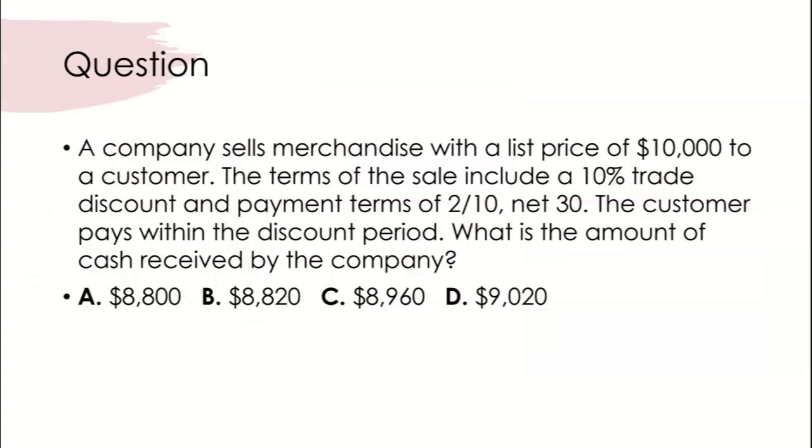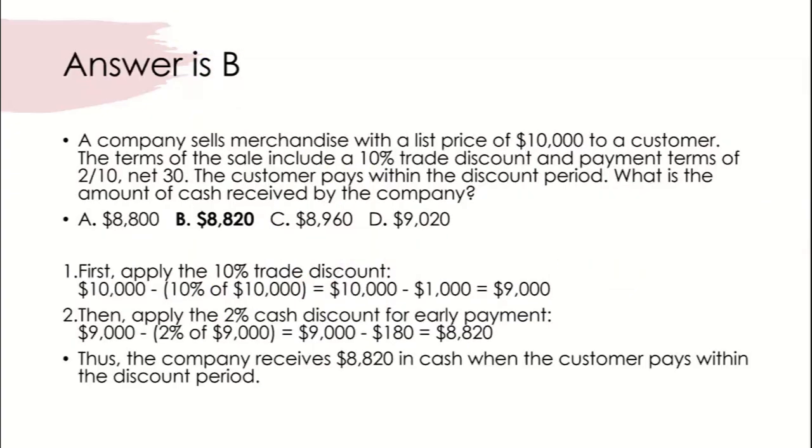A company sells merchandise with a list price of $10,000 to a customer. The terms of the sale include a 10% trade discount and payment terms of 2/10 net 30. Okay, 10% trade discount, that means we'll take 10% right off the top because you're a big customer. You buy heavy volume. But the payment terms of 2/10 net 30, you're only going to take 2% off if they pay within 10 days. And the customer pays within the discount period. So what is the amount of cash received by the company? And the answer is $8,820, letter B.